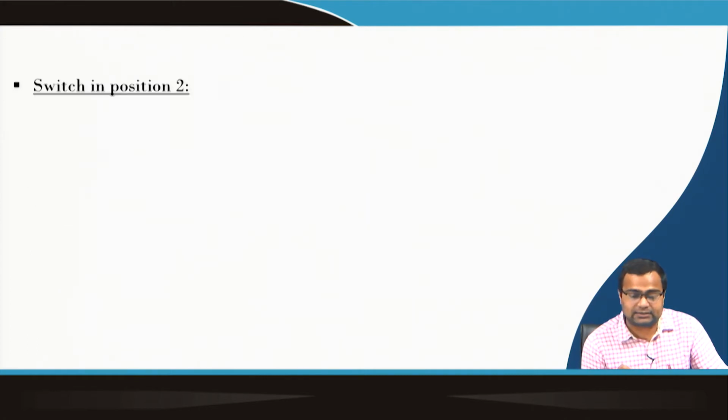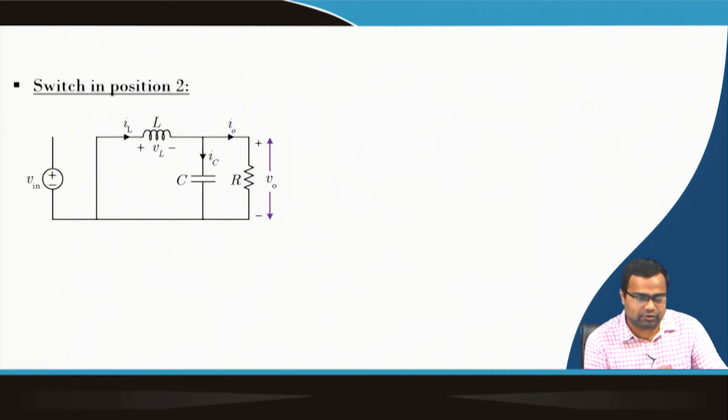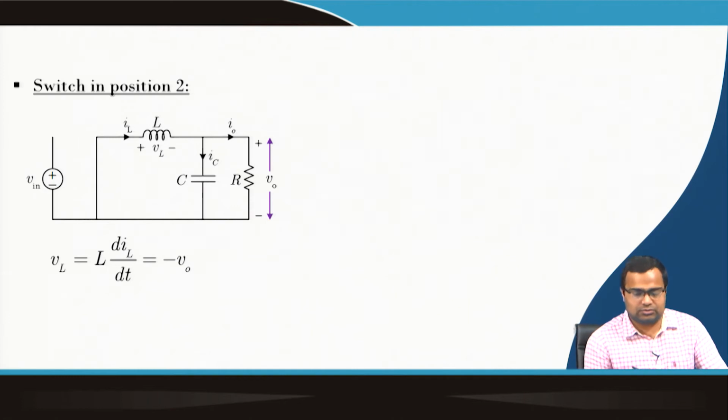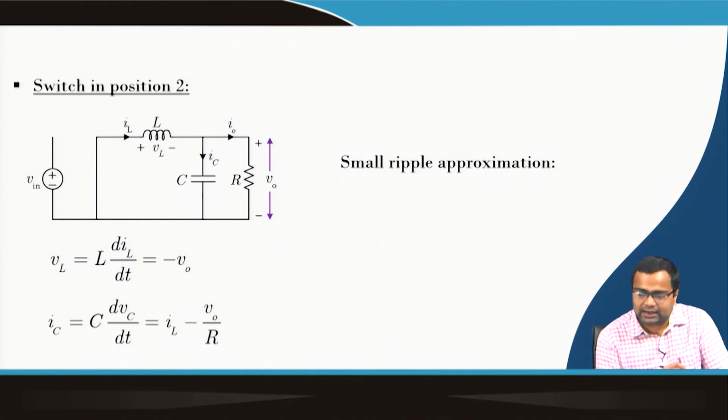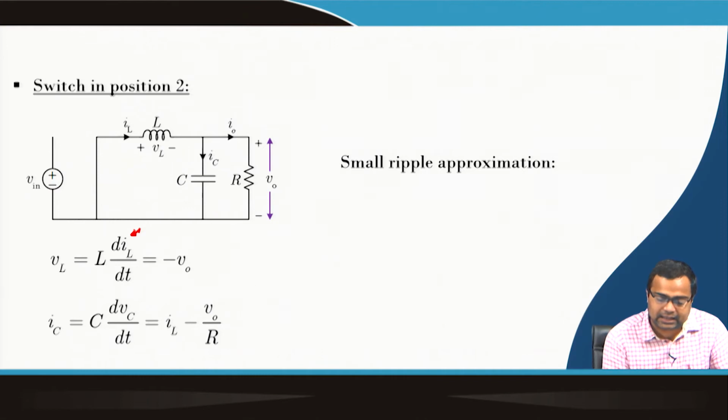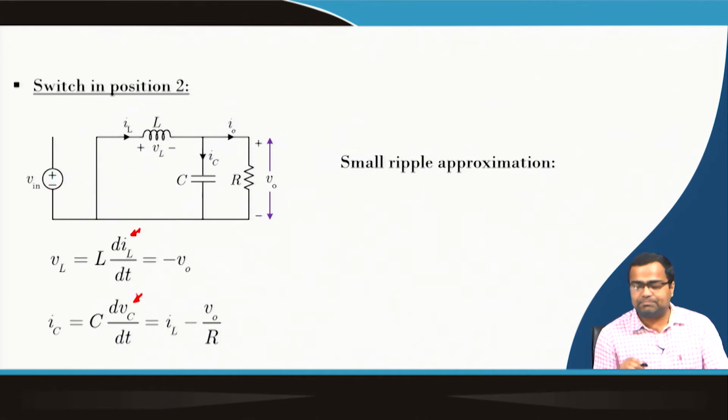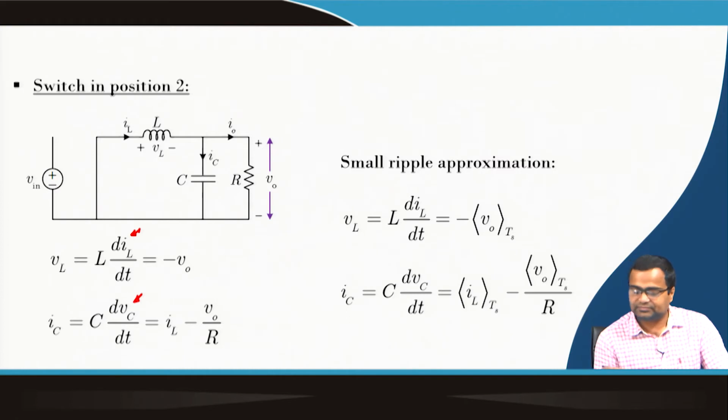Similarly, we can take the other switch state, that means when the switch is off or in position 2, then again we can write down the dynamics of the inductor current as well as the capacitor voltage. And here also, under the small ripple approximation, the instantaneous current and the instantaneous voltage can be replaced with their average quantities. That means the instantaneous output voltage and the instantaneous inductor current are replaced by average quantities, all are average quantities. That means we have ignored their ripple information.